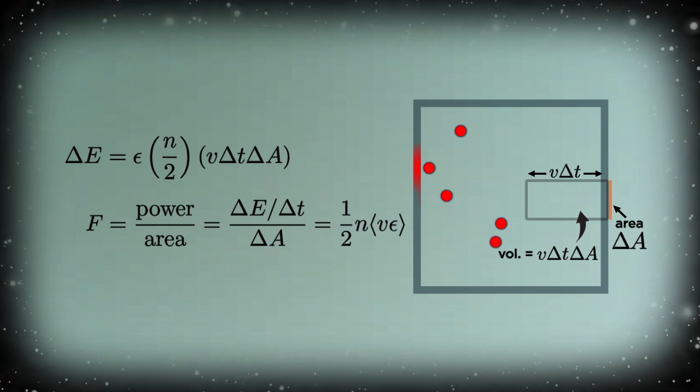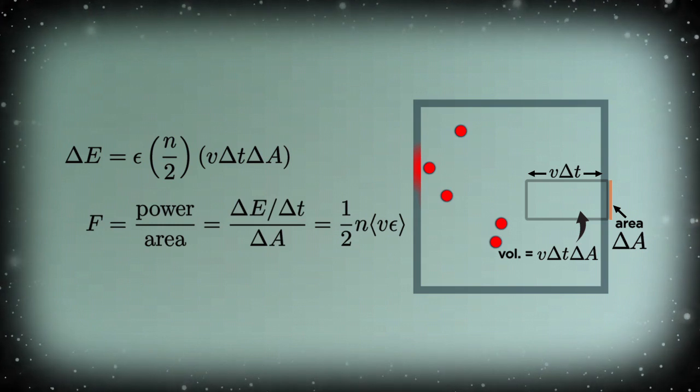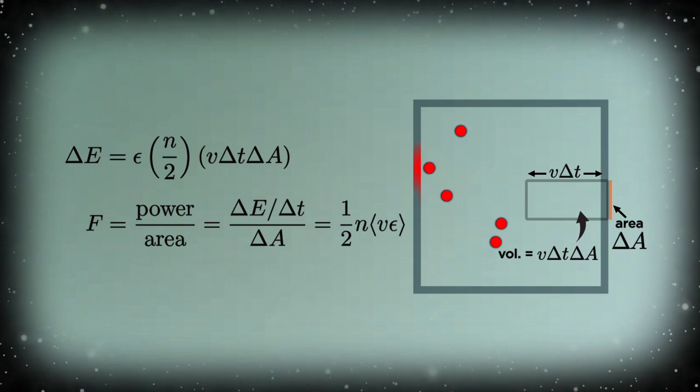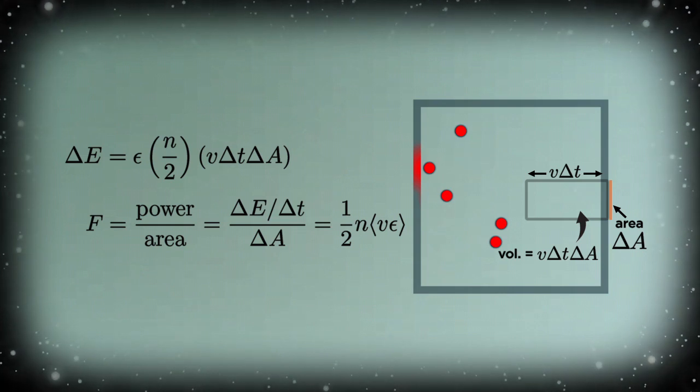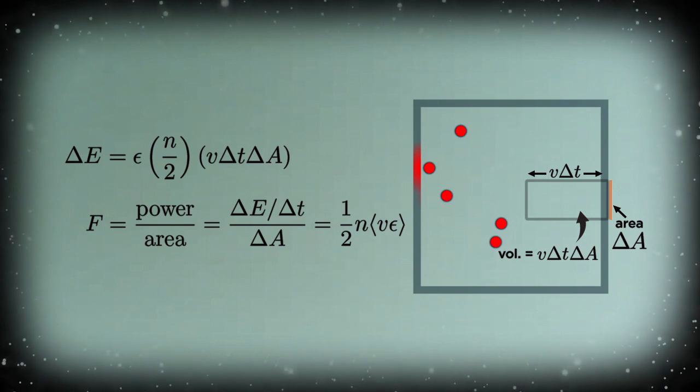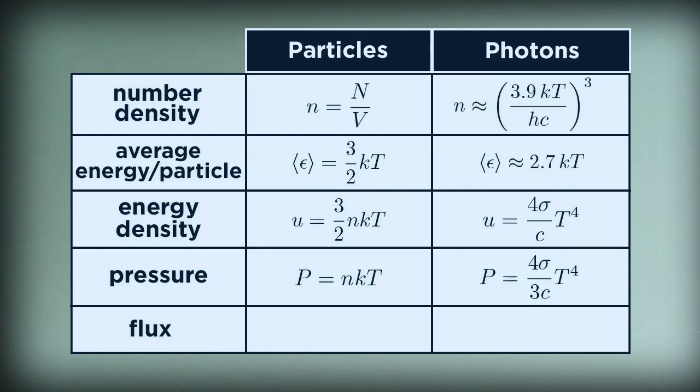Let's divide by delta A and delta t to give the power per unit area. That's the flux of escaping energy. And again, since there's a range of speeds and energies, we should take the average. The important thing is that it's proportional to nv epsilon, which also turns out to be proportional to the temperature to the 3/2 power, though I won't take the time to work that out.